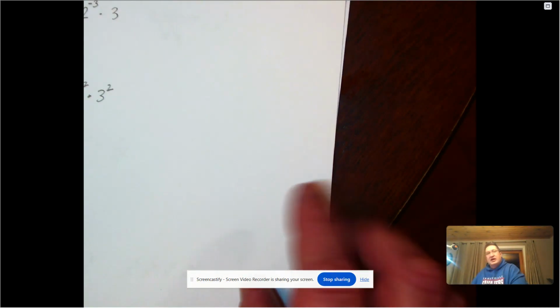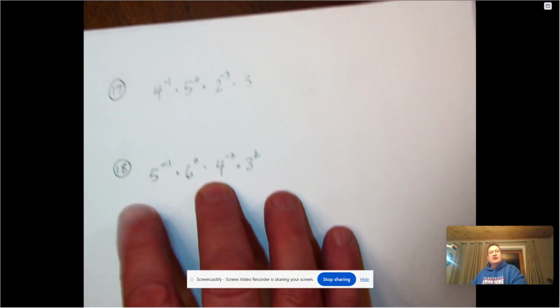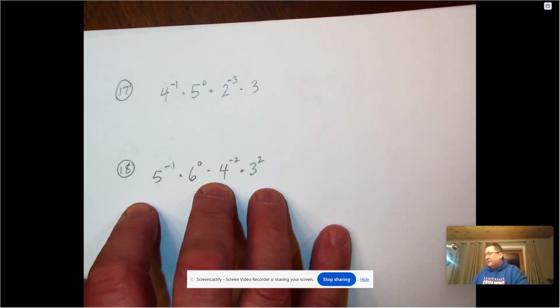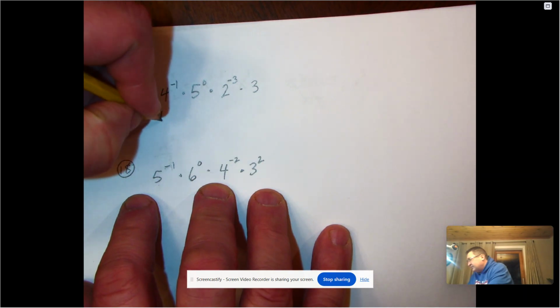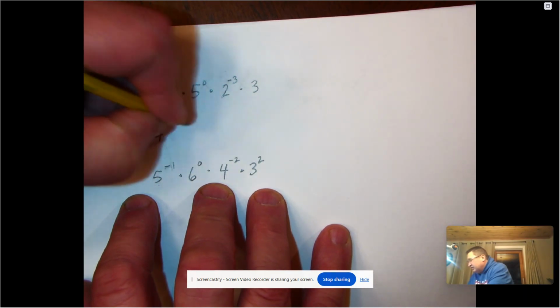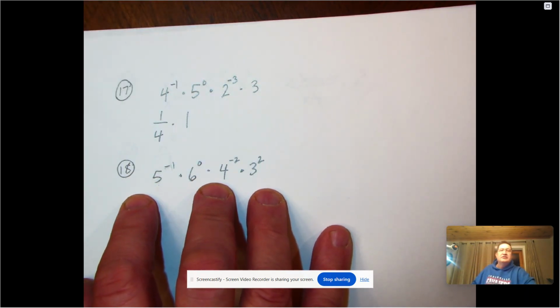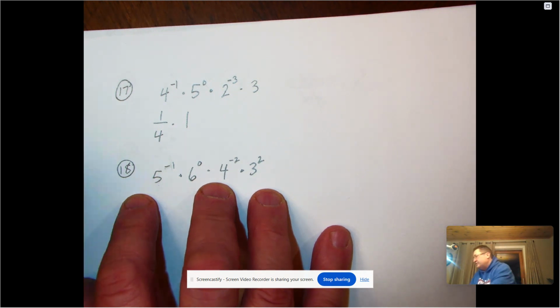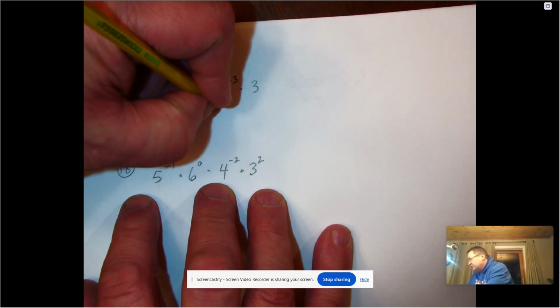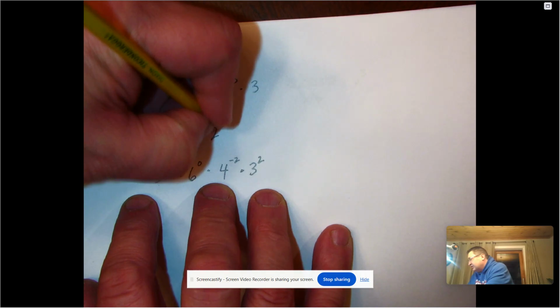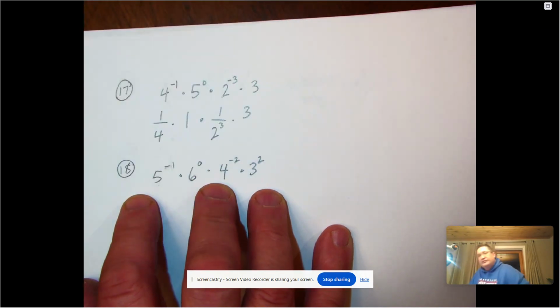And then number 17 and 18, we're just asking you to do a little bit more calculating. On number 17, we have 4 to the negative 1. Now that's 1/4. We have 5 to the 0, and that's 1. We have 2 to the negative 3, which is 1 over 2 to the third times 3.